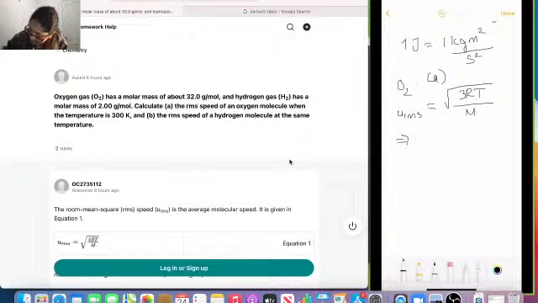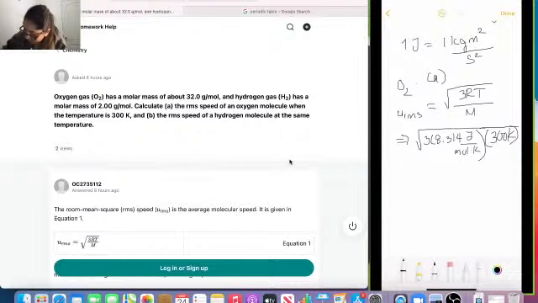So I have the square root of 3 times 8.314 joules per mole Kelvin, times 300 Kelvin, over the molar mass, which is given, that is 32.0 grams per mole.